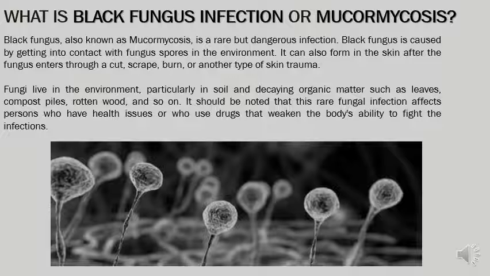Black fungus is caused by getting into contact with fungus spores in the environment. It can also form in the skin after the fungus enters through a cut, scrape, burn, or another type of skin trauma. Fungi live in the environment, particularly in soil and decaying organic matter such as leaves, compost piles, rotten wood, and so on. It should be noted that this rare fungal infection affects persons who have health issues or who use drugs that weaken the body's ability to fight infections.